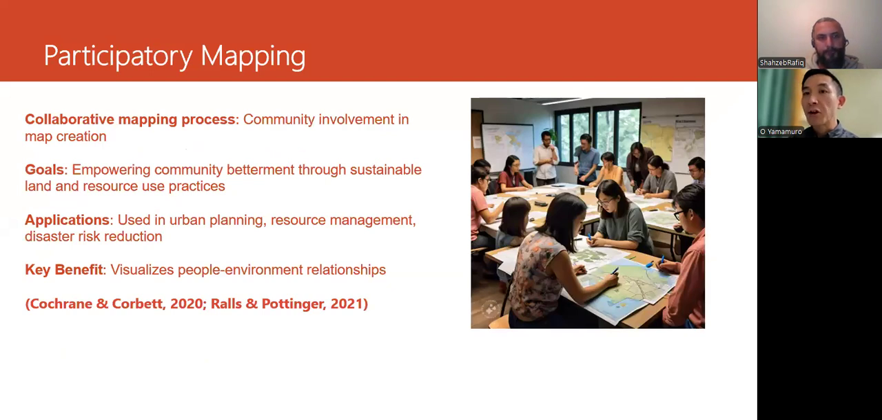Participatory mapping is a collaborative method where community members help create maps of their neighborhood. The aim is to gather and share individual knowledge about local areas and find better ways to use land and resources for the community's benefit and to support sustainable interactions with the environment. This approach works well in urban planning, resource management, and reducing disaster risks.